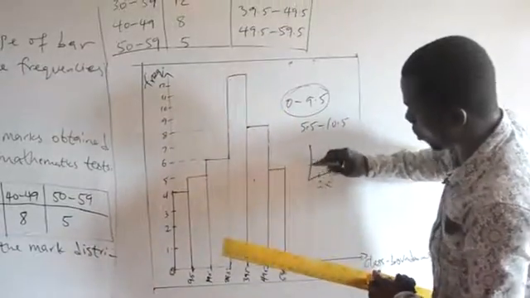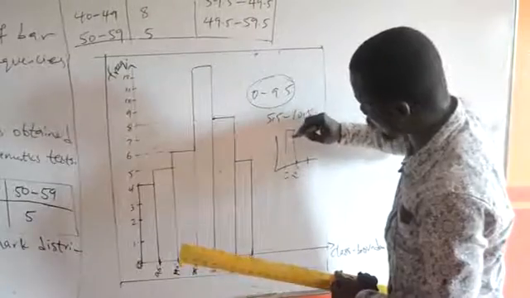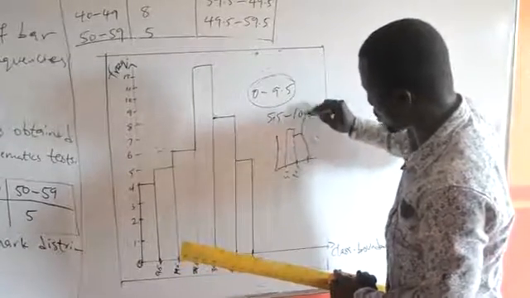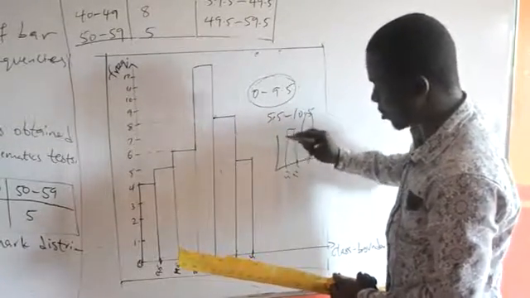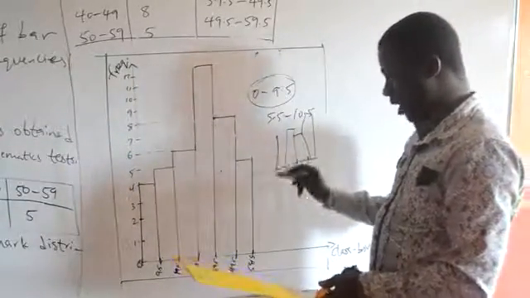Then you find a bit to join them. But you must leave this space. You must leave that space. But if you start from 0, you start from here.